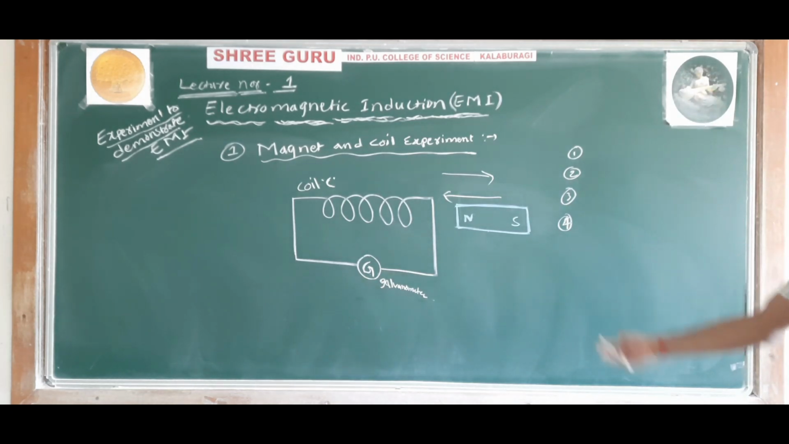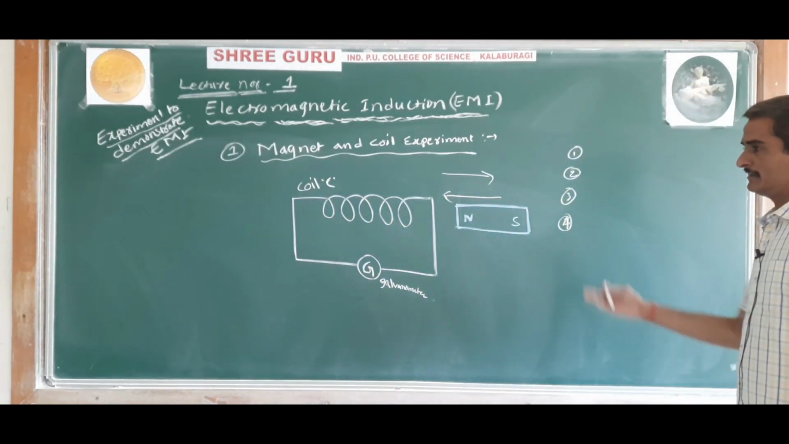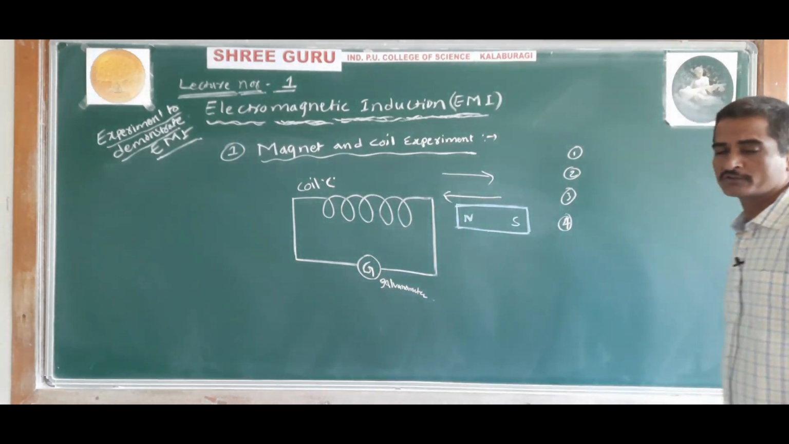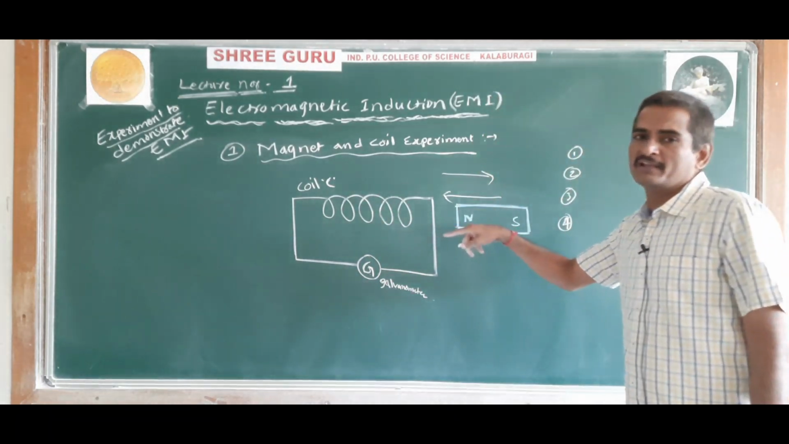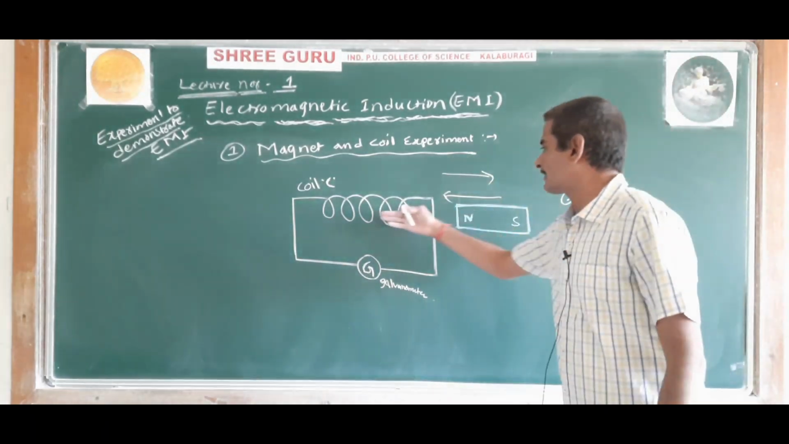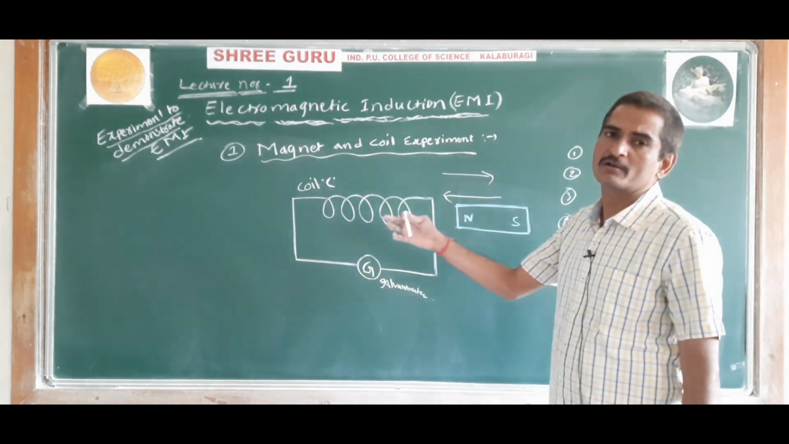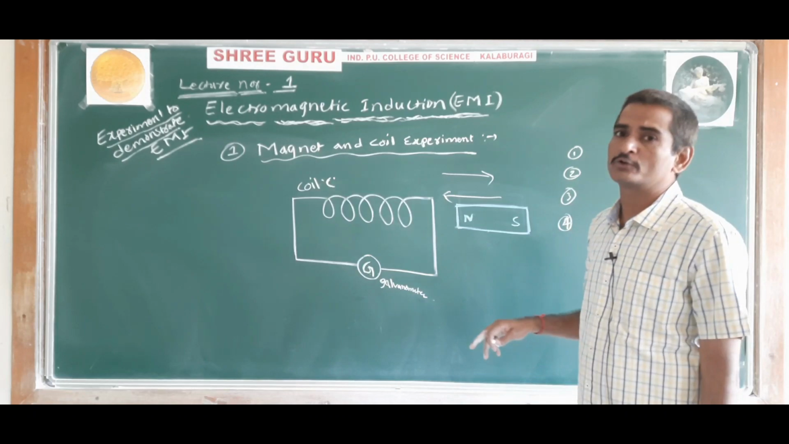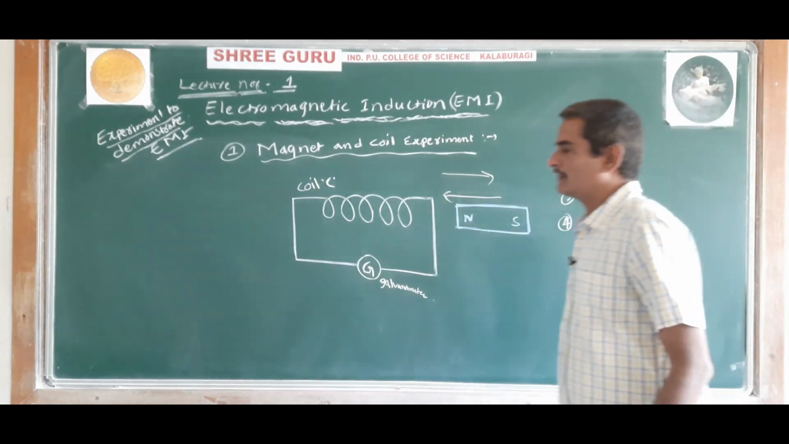Next, fourth point: when the south pole of the bar magnet is moved towards the coil or moved away from the coil, similarly to the north pole, the galvanometer also shows the deflection. But the deflection shown is exactly opposite to the previous one, that is, exactly opposite to when the north pole of the bar magnet was moved towards or away from the coil. So that is the fourth point.